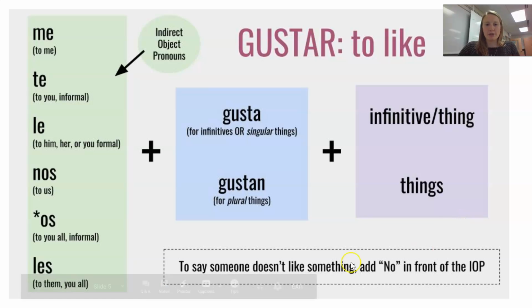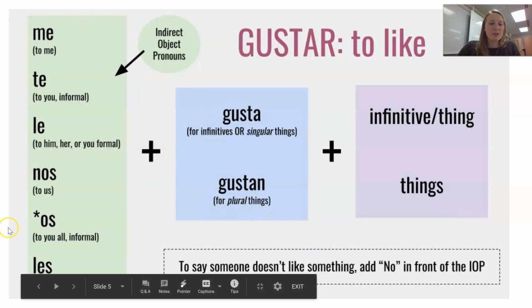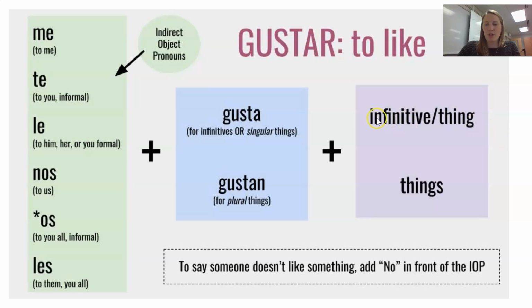Here's a chart I wanted to show you guys. So we have me, te, le, nos, os, les over here. We can have gusta for infinitives or singular things if they're following after. If the things we're talking about are plural things that are not followed by an infinitive, then we'll use gustan. Now, the more we practice that today, the more that'll make sense.